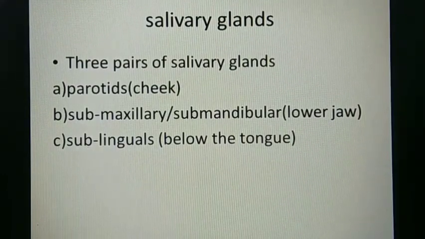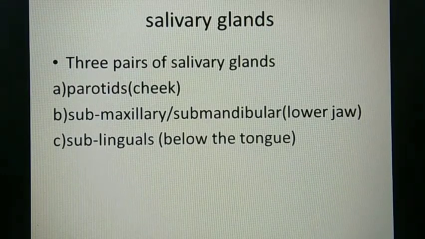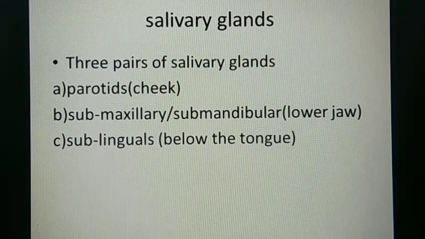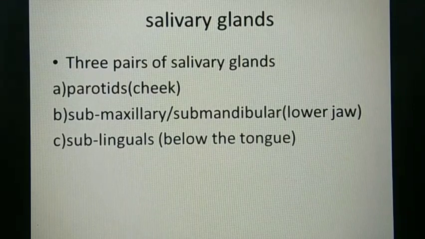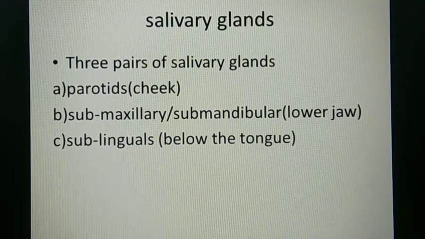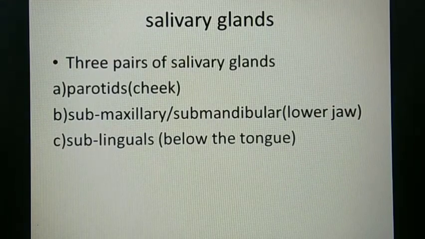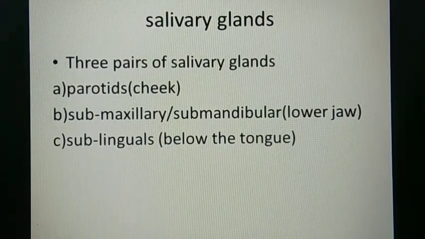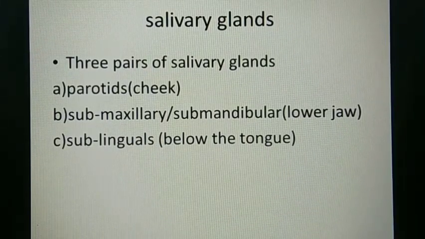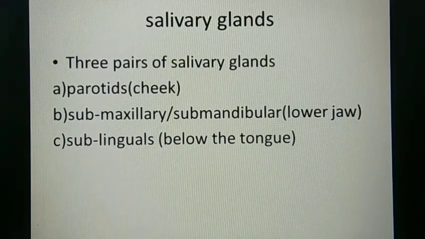Salivary glands: there are three pairs of salivary glands. They are the parotids situated in the cheek, submaxillary or submandibular in the lower jaw, and sublinguals below the tongue. These three pairs together secrete the secretion called saliva into the buccal cavity. So these are the three pairs of salivary glands.